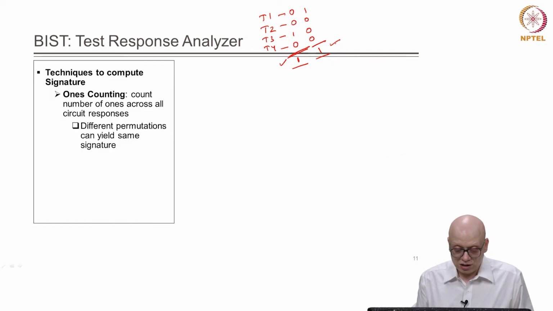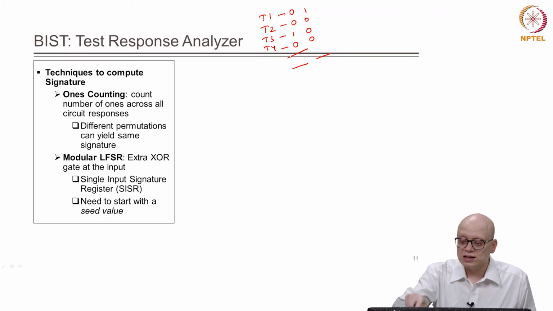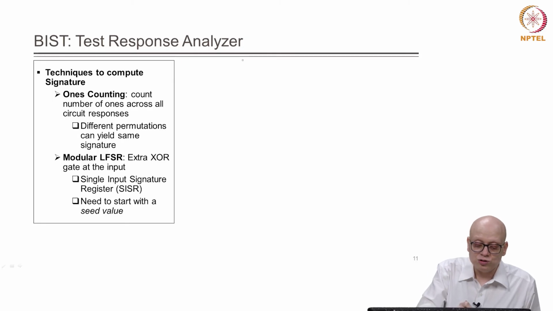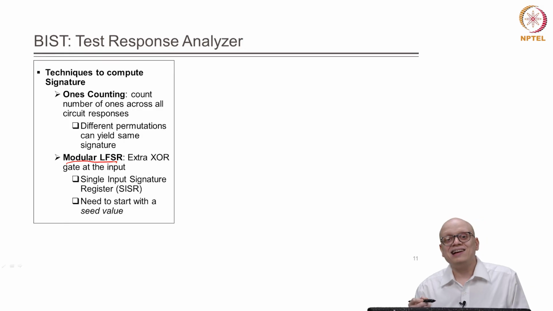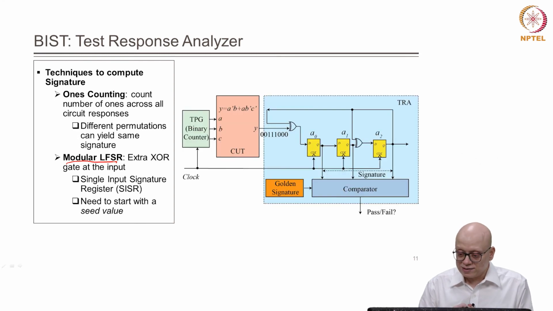So, how do we compute the signature? One of the techniques that we use in BIST based testing for computing the signature is with the help of a modular LFSR. We again take help of an LFSR. There is another type of LFSR which is known as modular LFSR, in which the XOR gates are between two flip flops. Let me show you an example.